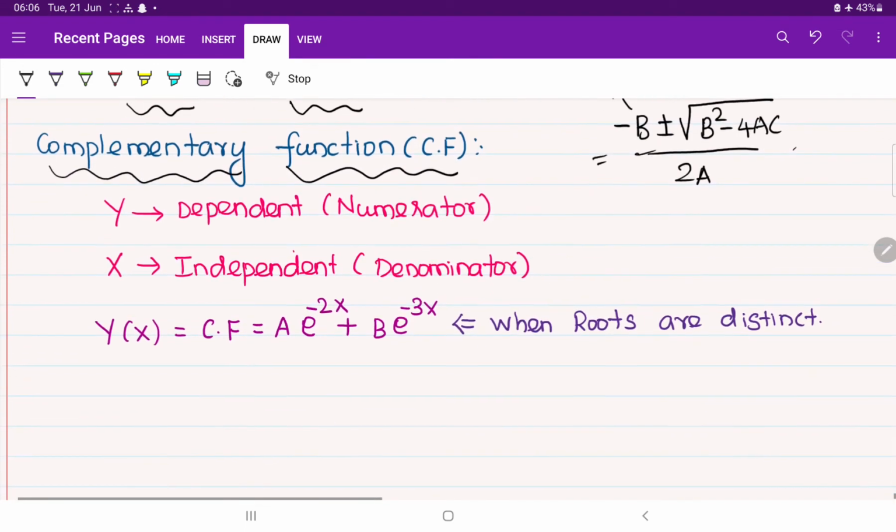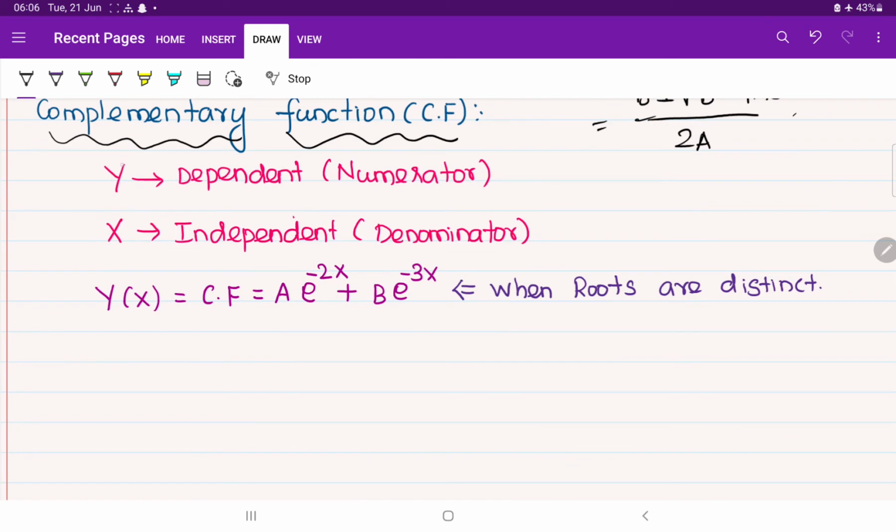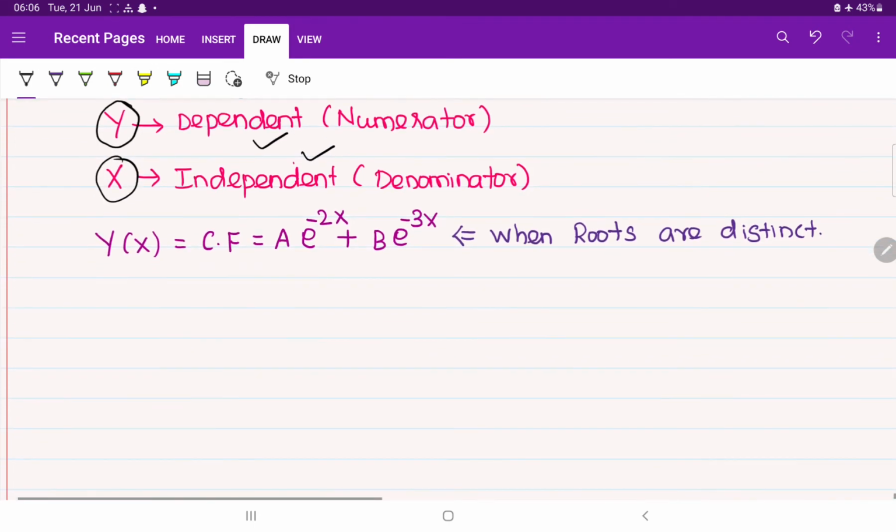Sir, how to write down the complementary function? We know, as we saw, y lies in the numerator, that is called the dependent variable. x lies in the denominator, that is called the independent variable. So the solution can be written as the dependent variable depending on the independent variable x. So y of x equals, we have only the complementary function.